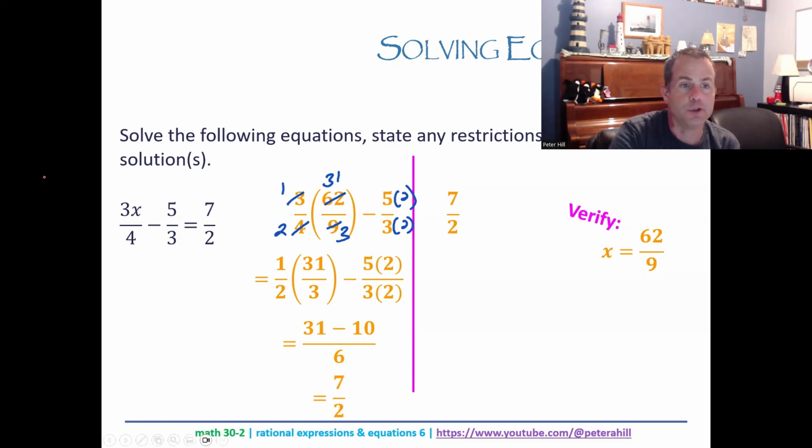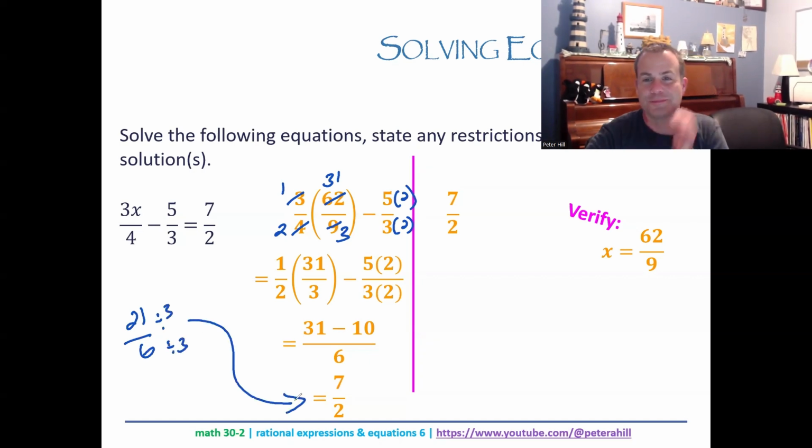Okay. If you don't believe me, I'll show you. 21 over 6. Both of those are divisible by 3, right? And then that would give me the 7 over 2. Right. Awesome.